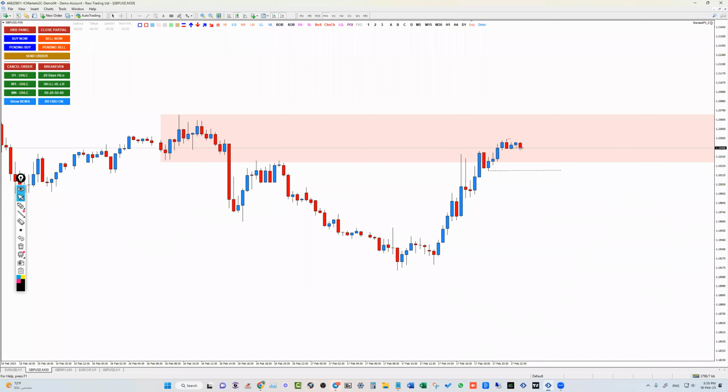For now, that's all about this double break, and we will discuss this. Every time we receive an order block alert, we will work on this double break, and we will see how it goes.